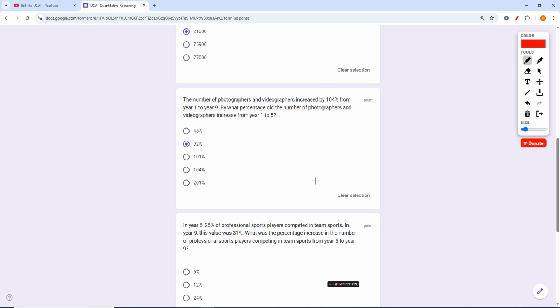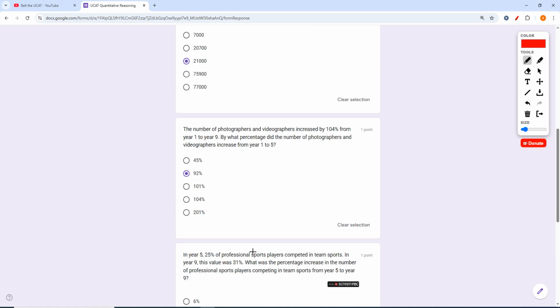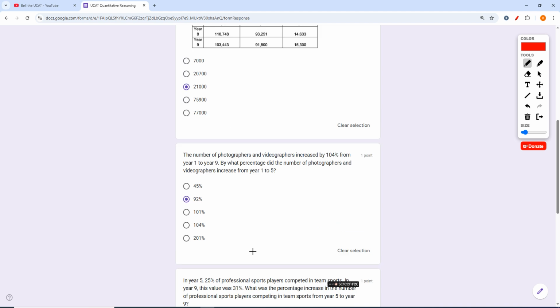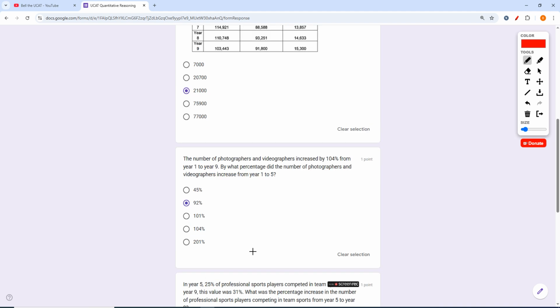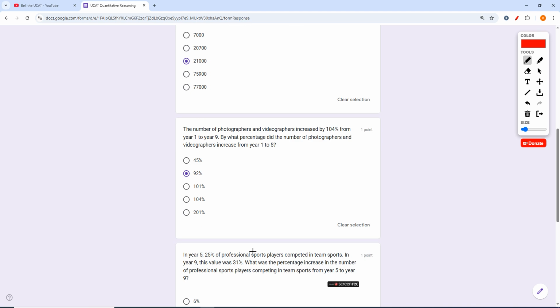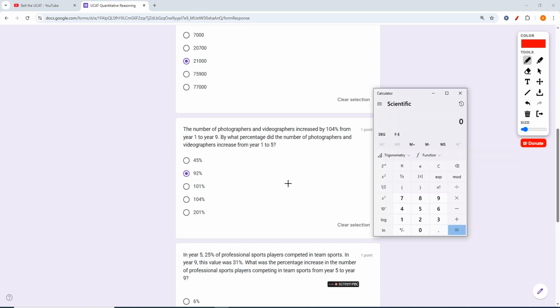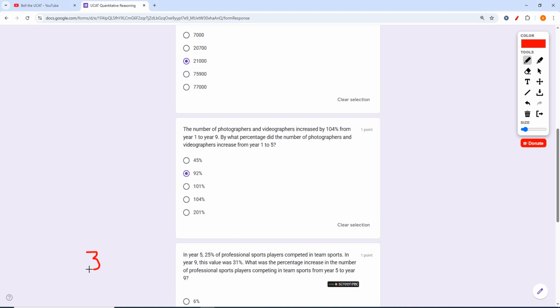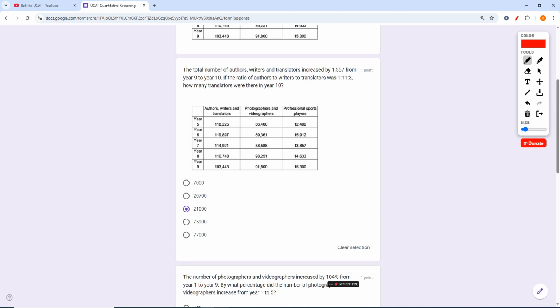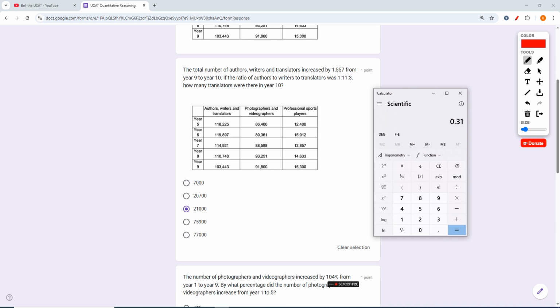Let's just get rid of this, too crowded. So yes, in year 5, 25% of the professional players. In year 9, the value was 31%. What was the percentage increase in the number of professional players? Right, so in year 5, we had 15,300, and 31% of this. So do I have 0.31 times 15,300?